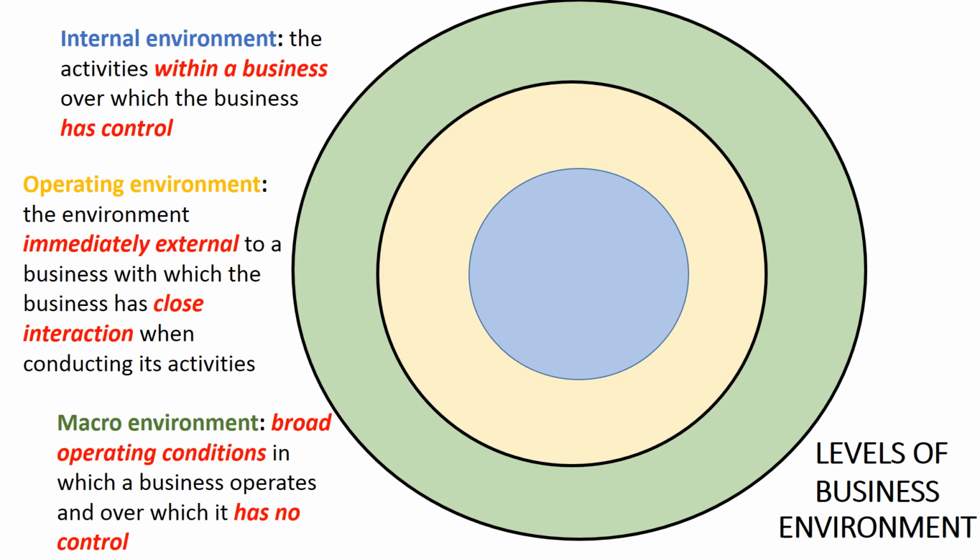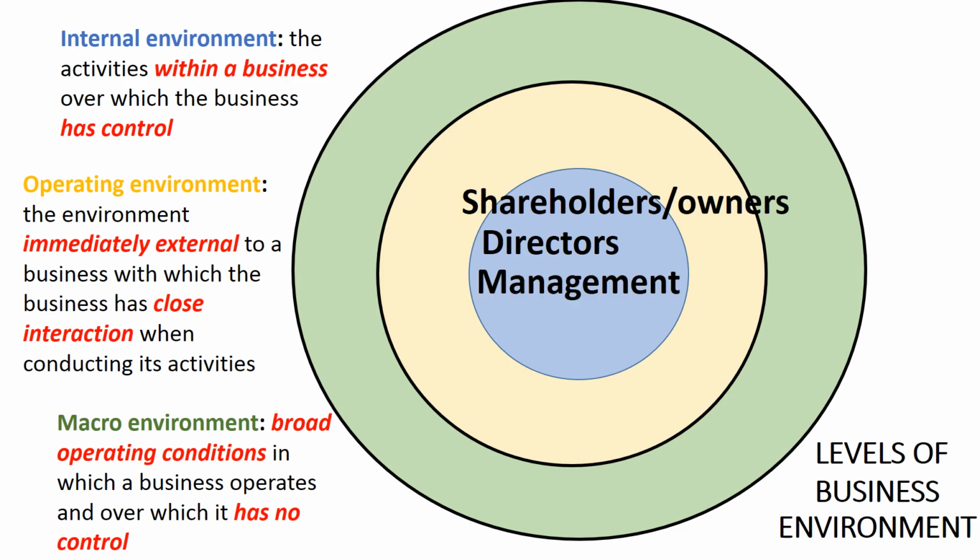As I've said, the different stakeholders for a business are located throughout these different levels of the environment. The stakeholders that are located in the internal environment are the shareholders, in the case of a company, or the owners, in the case of a partnership or sole trader, the directors, in the case of a company, management, and employees. These are stakeholders who are all directly involved in the operations of the business.